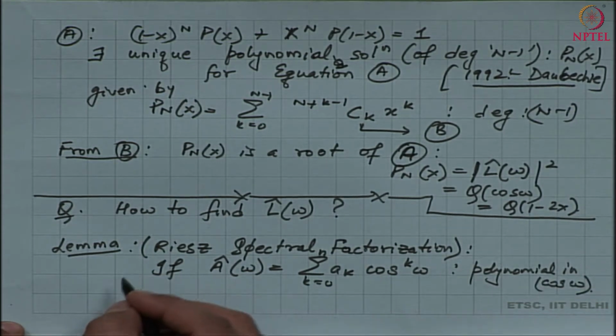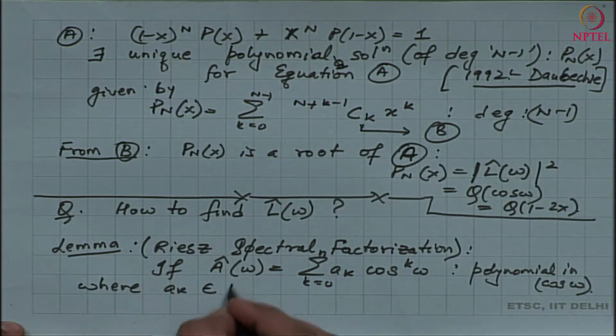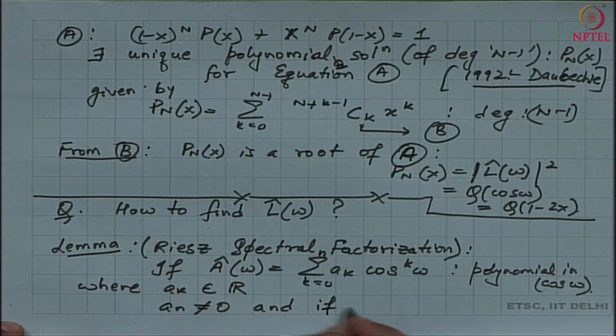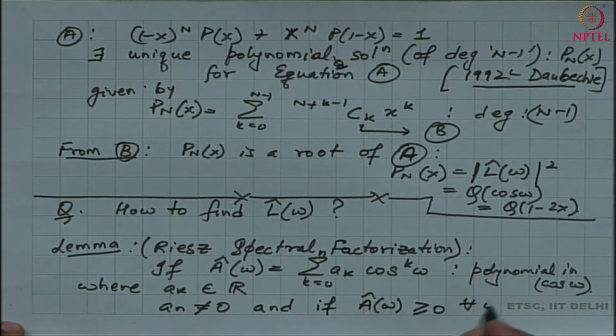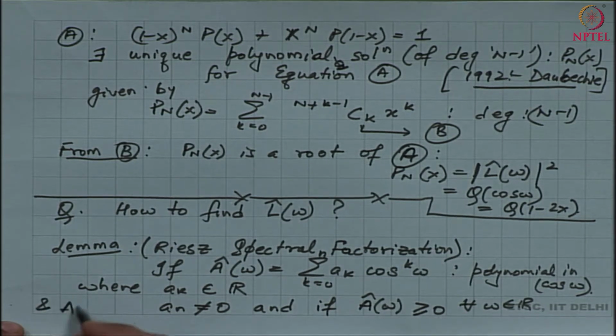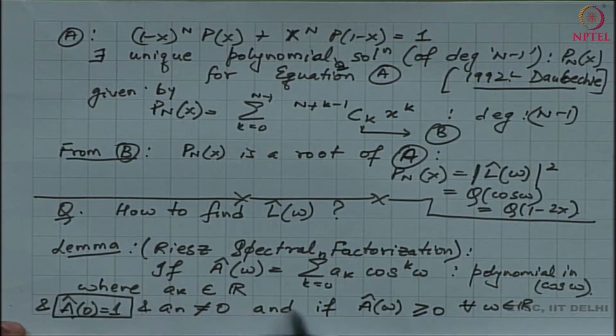If A hat of omega is a polynomial where all my coefficients a k are real numbers, and further a n is not 0, and further I am given that A hat of omega is non-negative for all real values of the argument, so I need that this polynomial is non-negative for all of its argument values, and I am also further given that A hat of 0 is 1. So I have all these conditions.